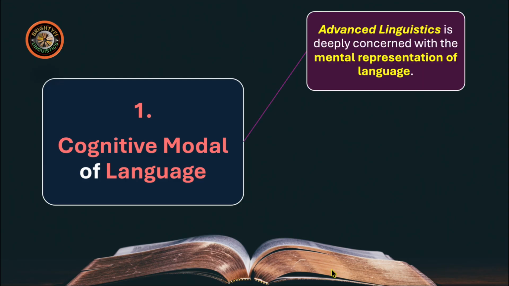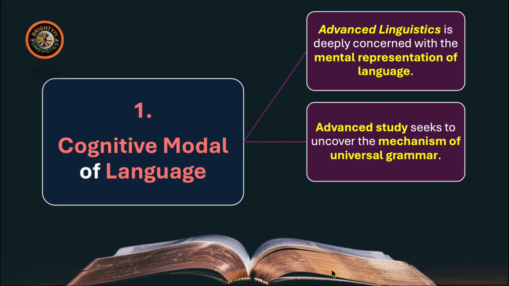What is this? Advanced linguistics is deeply concerned with the mental representation of language. How language is mentally conceived, mentally grasped, mentally understood. Because language is something that happens in the mind, that does not originate outside of the domain of our understanding, comprehension, mind. We move on to the next point.